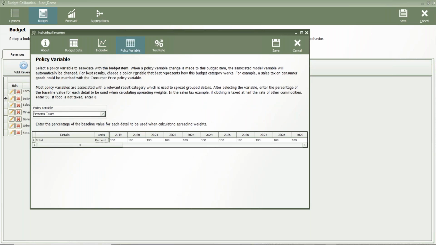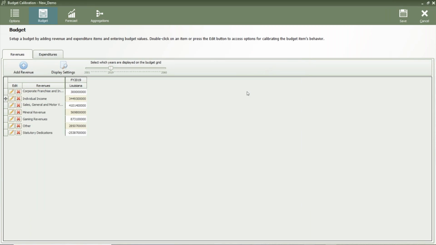And we can also select the policy variable that will be associated to the individual income. Here we are selecting the personal taxes. So the personal taxes will be the policy variable that we will enter into the model. So as we can see, the budget feature has all the flexible options and instructions here that will guide you through the entire process of setting up the budget and also calibrating the budget.